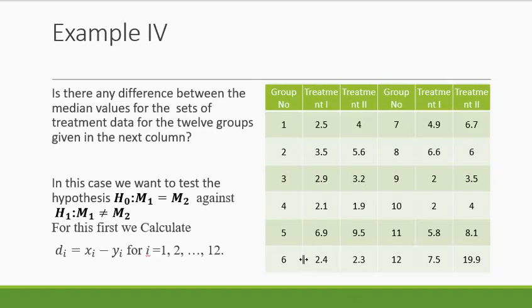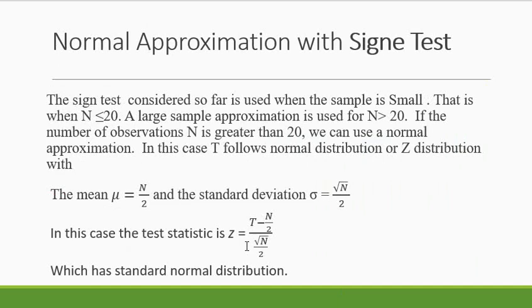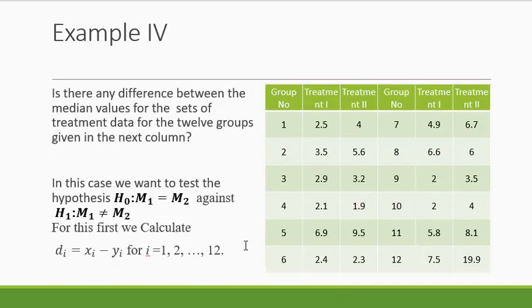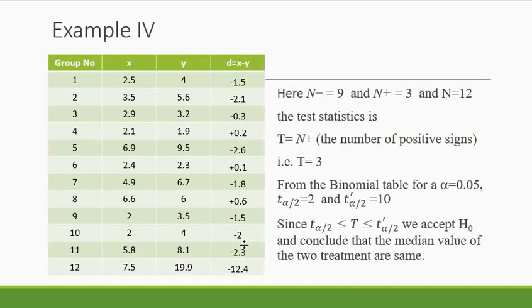Given T alpha by 2 is 2 and T dash alpha by 2 is 10. Since the value T is 3, greater than 2 and less than 10, we accept H naught and conclude that the medians of the two treatments are the same.